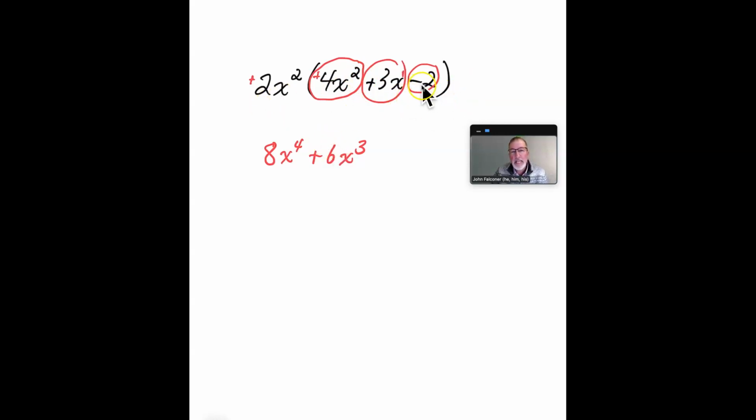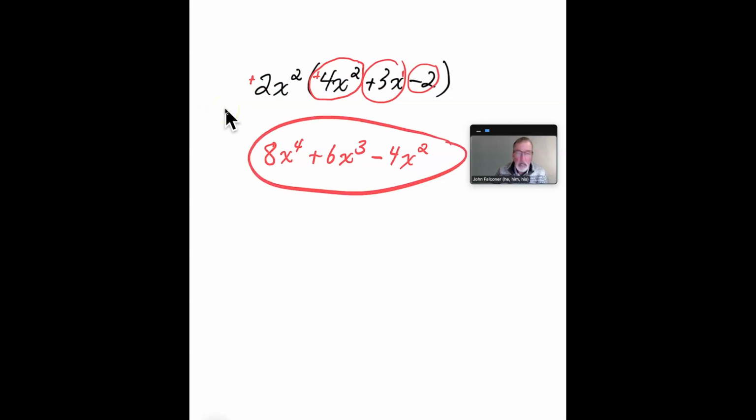Then we just have a negative 2, and we're multiplying 2x squared times negative 2. And this doesn't have an x term, no exponent. So we're just going to multiply this by negative 2, and we will get negative 4x squared. Okay, so we're only multiplying the numbers by the number here, right? We're getting negative 2 of these. So our answer should be this. Let's see how we did.